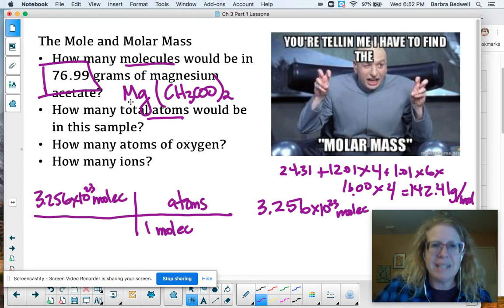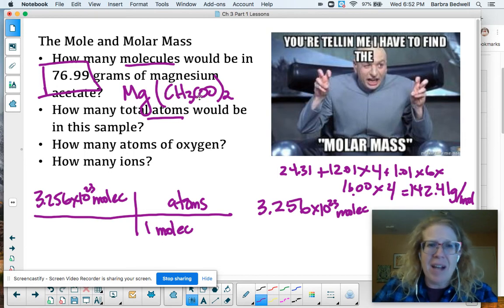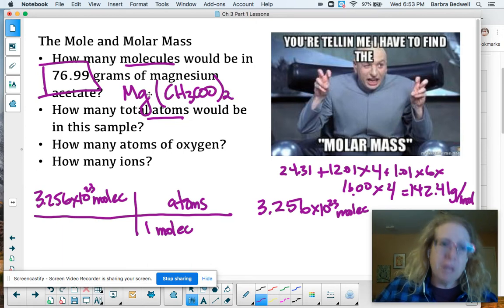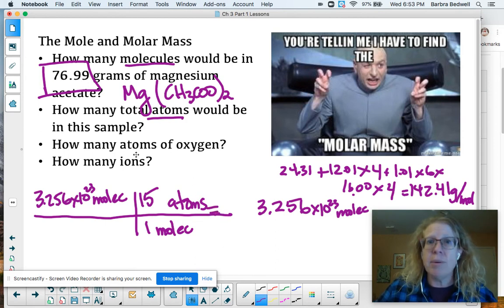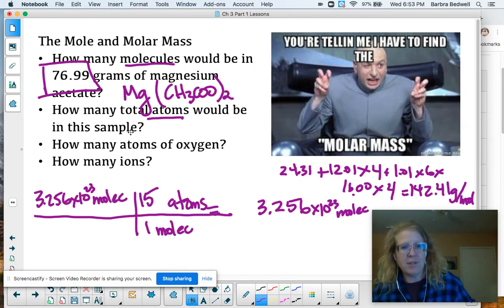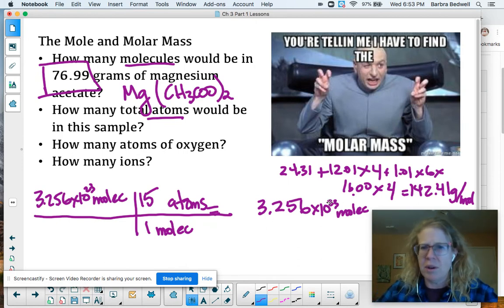Well, I have 1 magnesium. Inside of this thing, I've got a couple of carbons, a couple of oxygens, a couple of hydrogens. And I've got 2 of this whole thing. So how many total do I have? Well, let's look at this acetate. There's 1 plus 3 more is 4, 5, 6, 7 atoms present in acetate, times 2. So that's 14 atoms in acetate plus the magnesium gives me a total of 15 atoms in 1 molecule. If I just do this math, that will give me the total number of atoms present. It's that 3.256 times 10 to the 23rd times 15 that will give us our total answer.